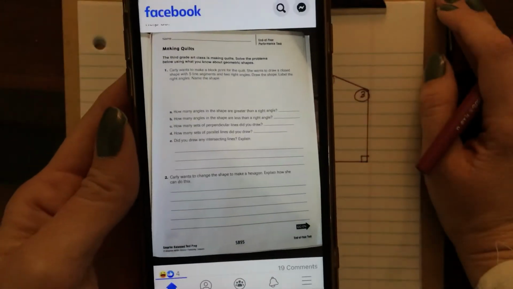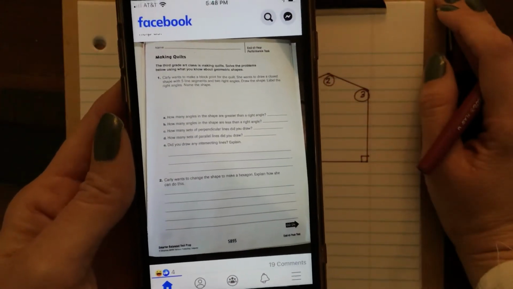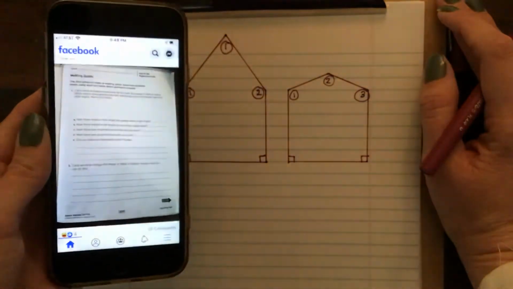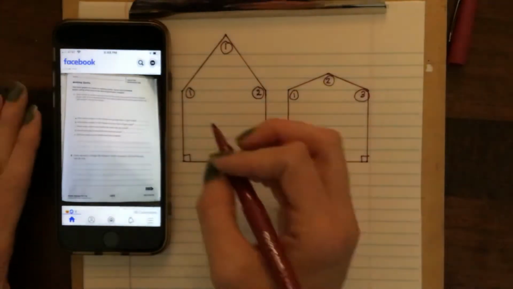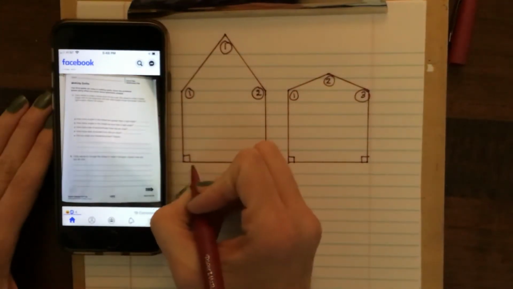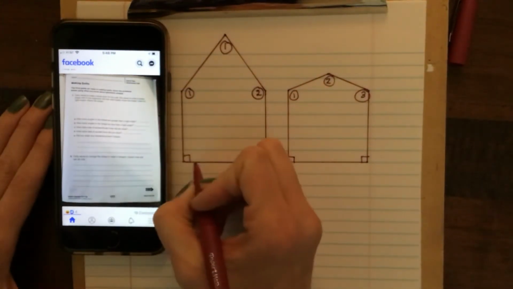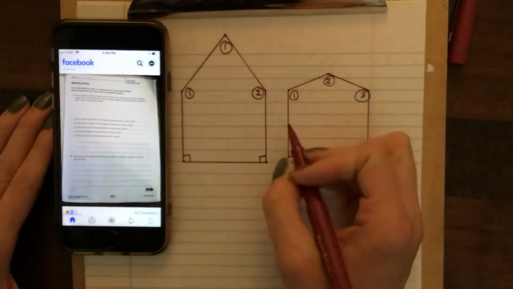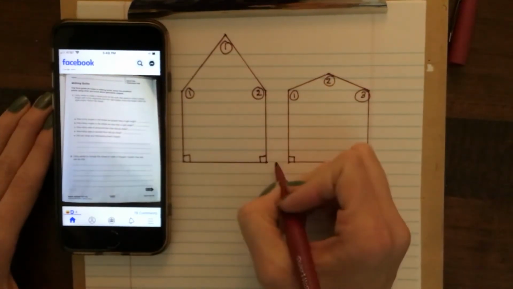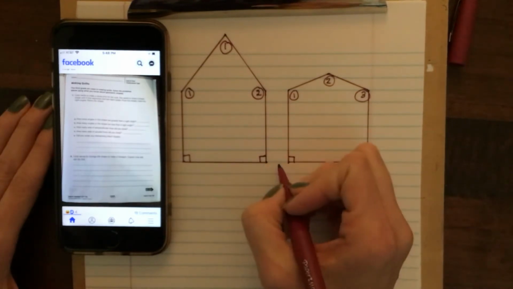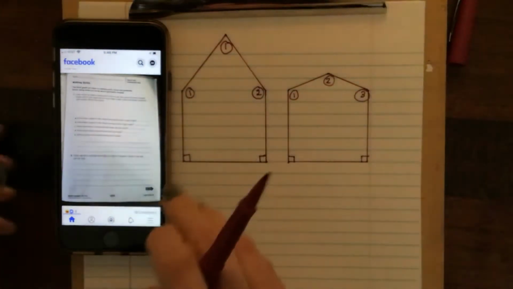Let's see, how many sets of perpendicular lines did you draw? Well, if you drew this correctly, and there's only 2 right angles, you should have 2 sets of perpendicular lines. You have this relationship right here between these 2 line segments. This is 1 set of perpendicular lines. Then you have this set of line segments that create a set of perpendicular line segments.